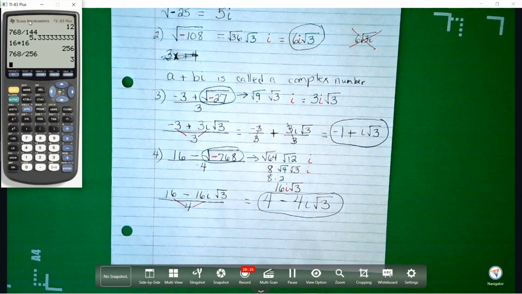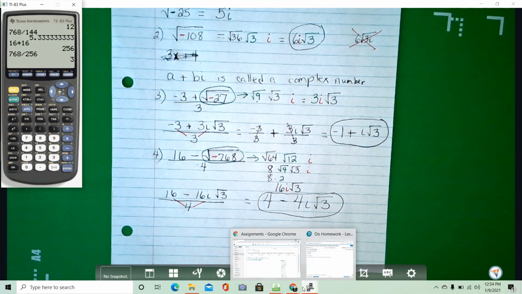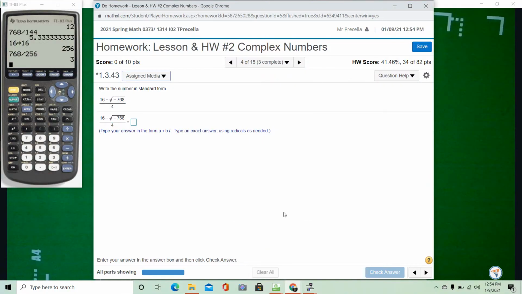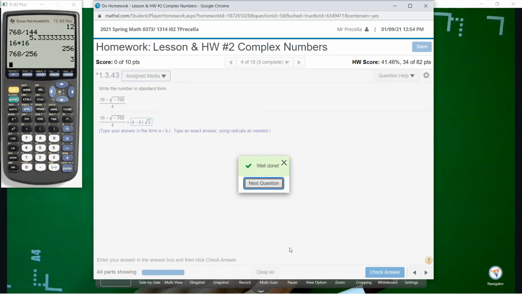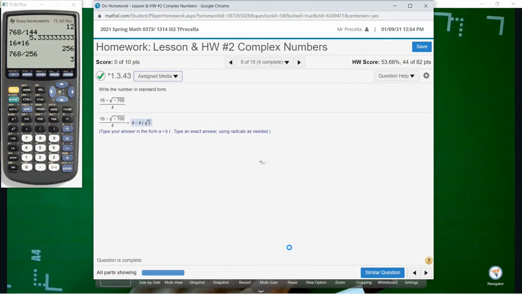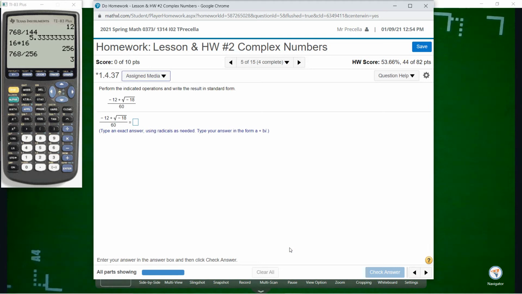Hopefully when you do it, your number won't be quite as big under the square root symbol as mine. Y'all remember what I said you call the number under the square root symbol? It's called a radicand. So 4 minus 4i square root of 3. Just flying right on along.